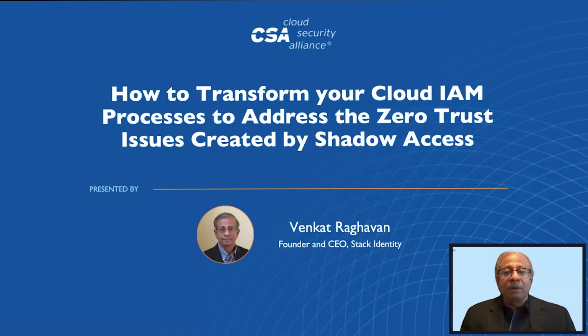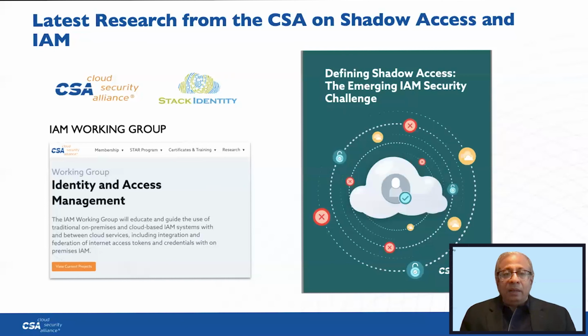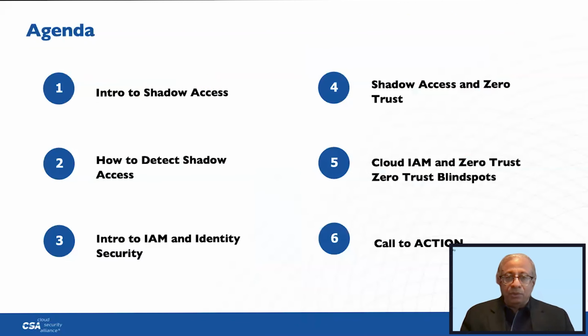I'm working closely with the CSA for a number of months now. This is a very interesting topic today, how to transform your cloud IAM processes to address the zero trust issues created by shadow access. So let's dig right into it. The context and the backdrop for this session is the latest research from the CSA on shadow access. Shadow access is a new problem. The CSA has defined this as an emerging IAM security challenge. It is part of the IAM working group. This report was released on September 16th. You can go look at it, but this is the context and the backdrop for how I'm talking about shadow access as a new problem and its implications for zero trust, as well as the IAM processes.